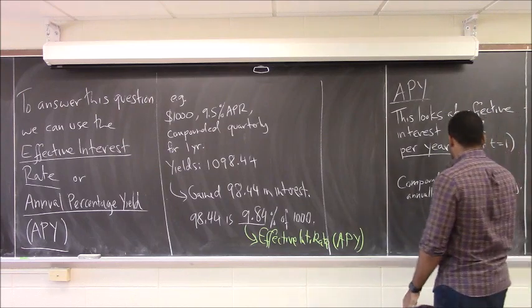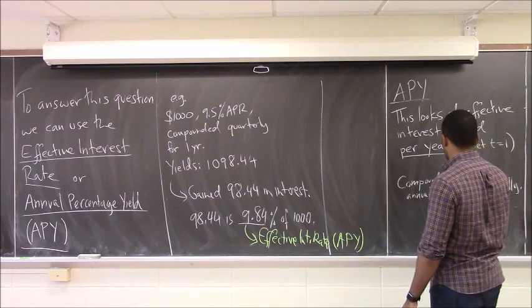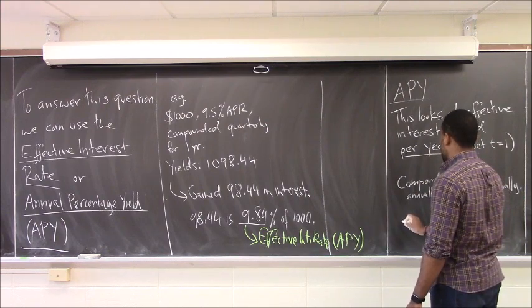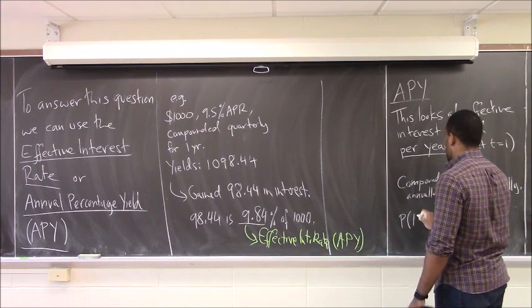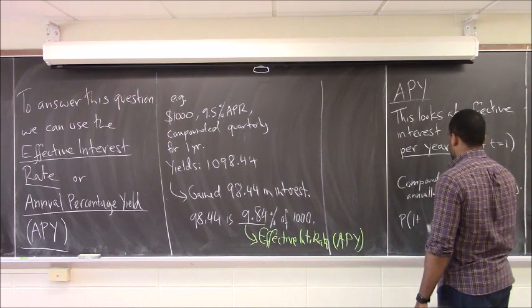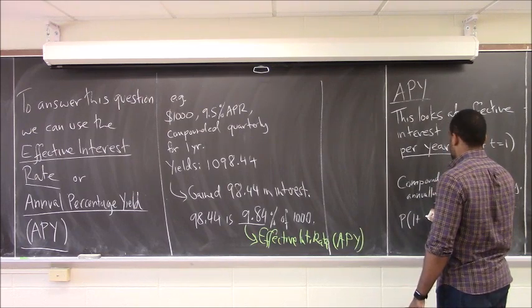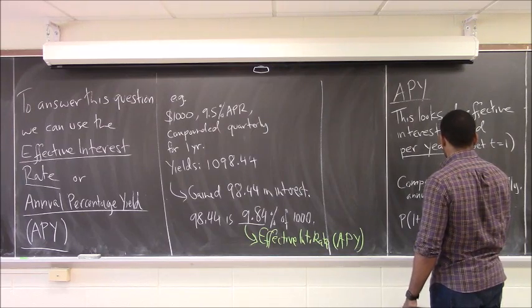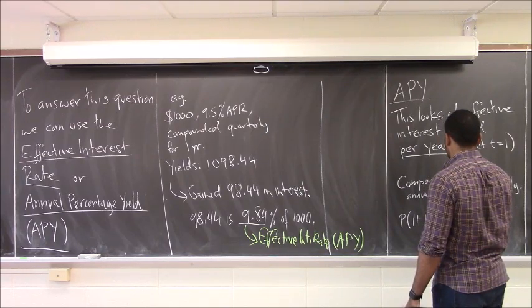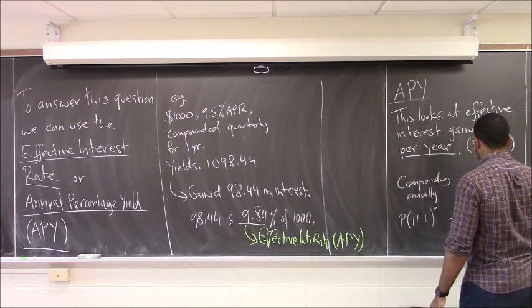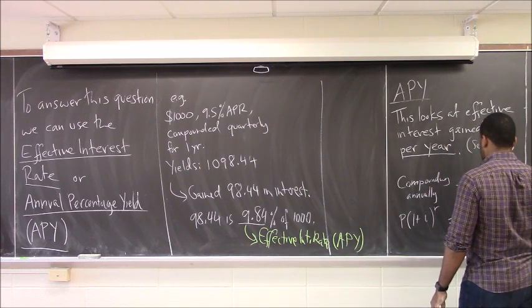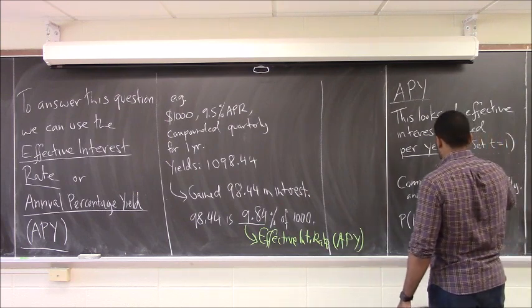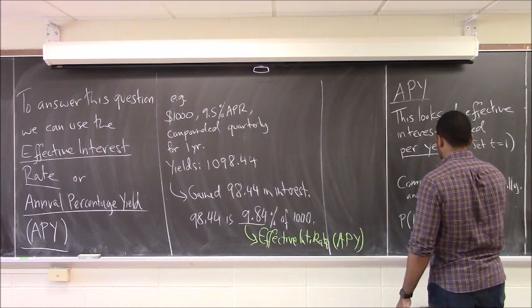And so how did we actually compute this? This means that if I have some principal times 1 plus, let's just use I, divided n times per year. Let's use R for rate.